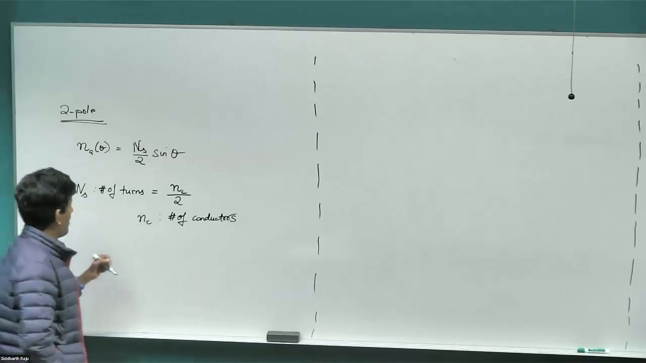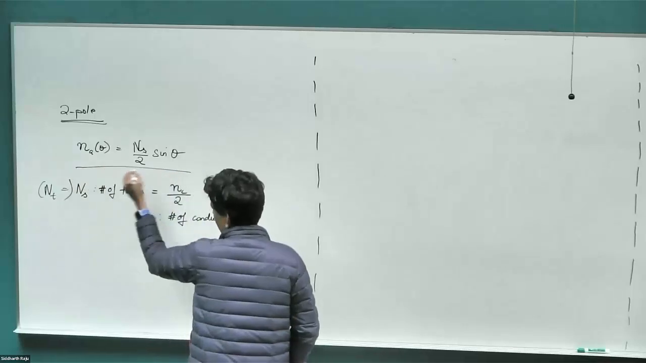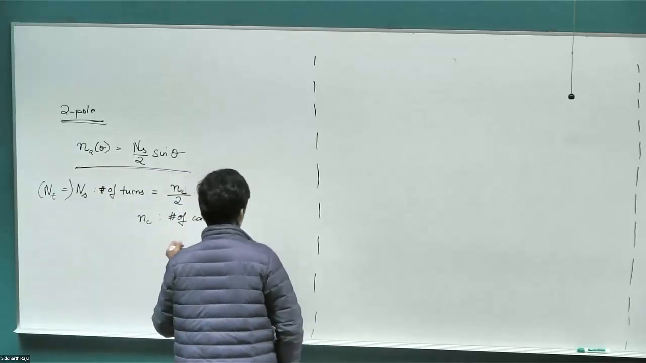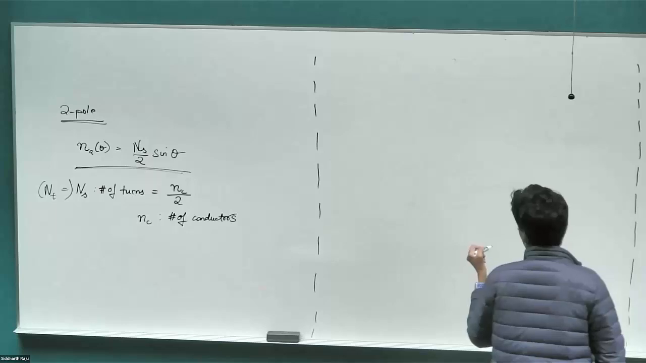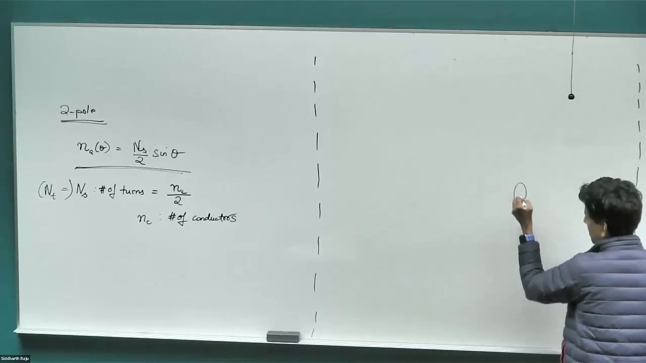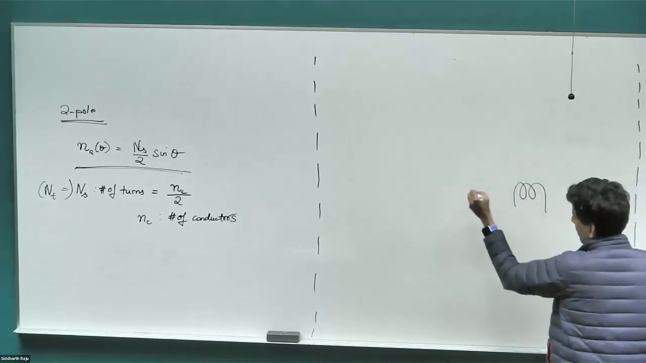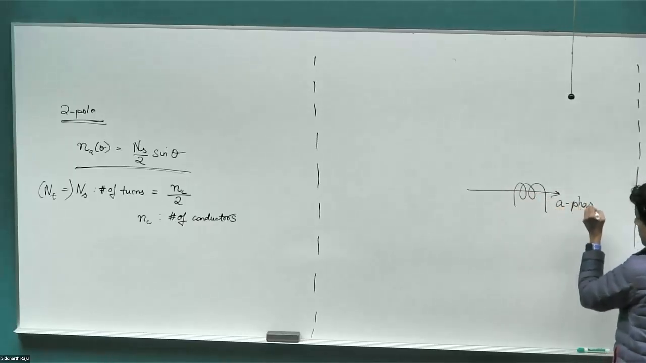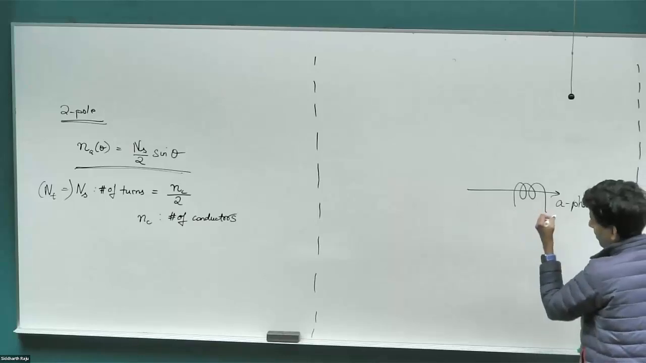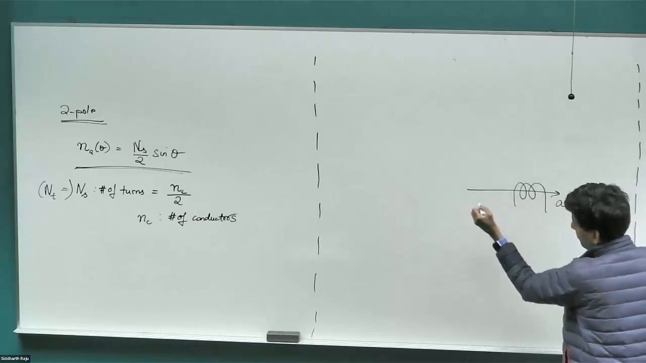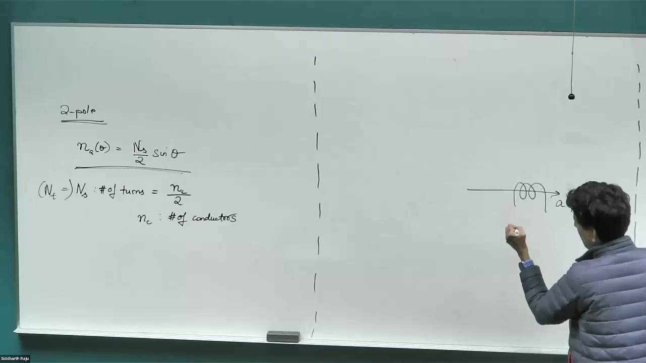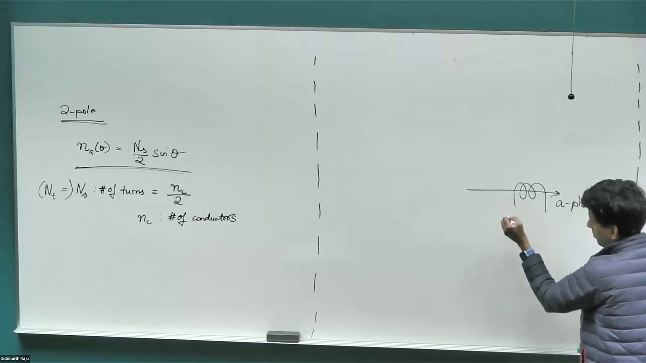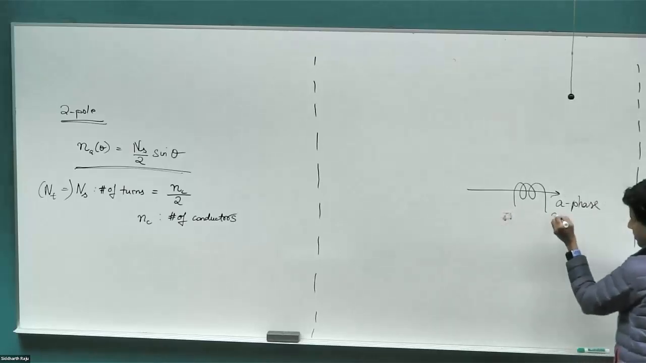Okay, so this is what the conductor density distribution was for a two-pole motor. We indicated this diagrammatically as just a coil. And we drew this coil for the A phase such that the coil is present at the point where the H field, or the B field, of the A phase will be at its maximum. So this is called the A phase magnetic axis.